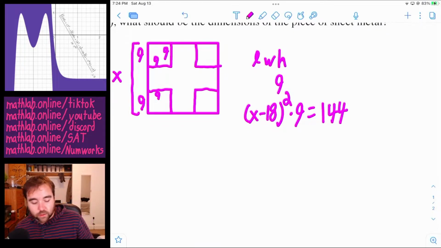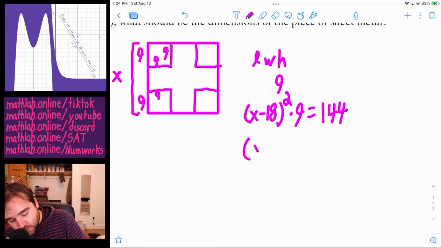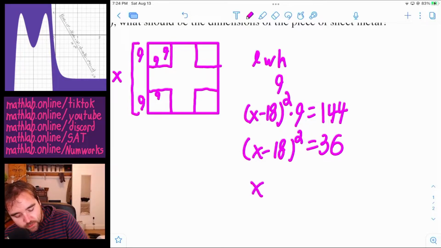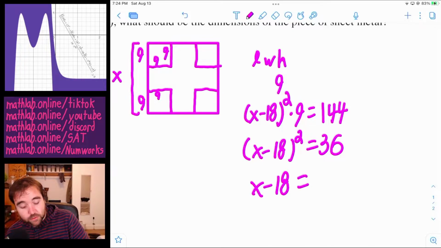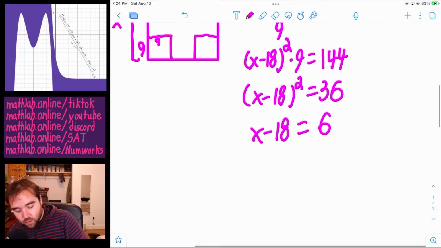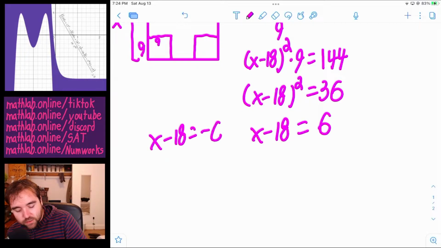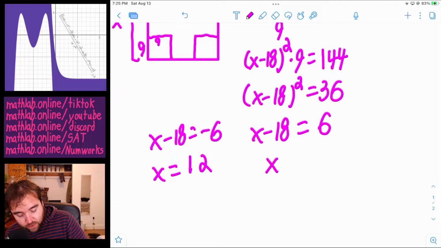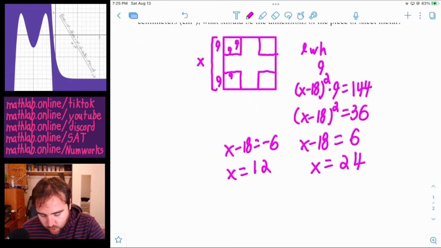Okay. So then 144 divided by 9, that's like 36, right? So we got x minus 18 squared equals 36. So square root both sides. x minus 18 equals plus or minus 6. So x minus 18 equals 6 or x minus 18 equals negative 6. And that gets us x equals 12 and x equals 24.